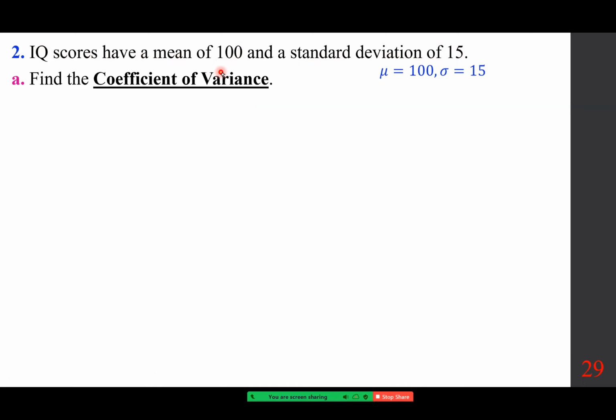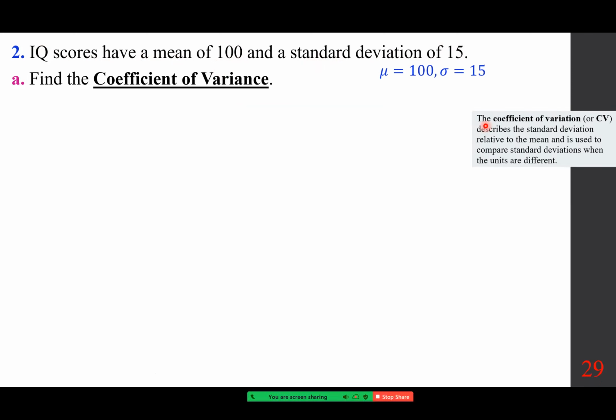Now, what is coefficient of variance? The coefficient of variance, or CV for short, describes the standard deviation relative to the mean, and it's used to compare standard deviations when the units are different. So simply put, divide 15 by 100, and all you have to do, change it to a percentage, which becomes 15%. If you said the answer is 0.15, you are not wrong. But normally, we represent it as a percentage. Remember, 100% means 1.